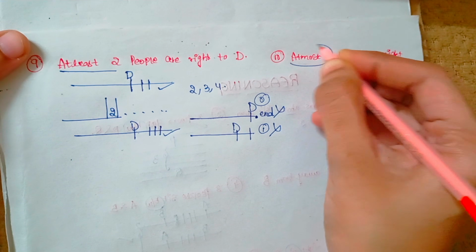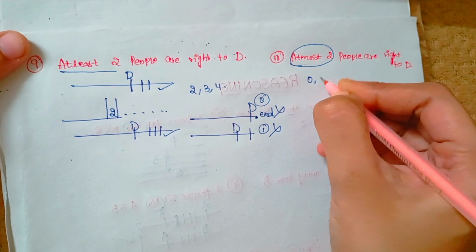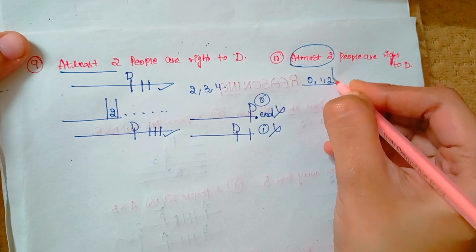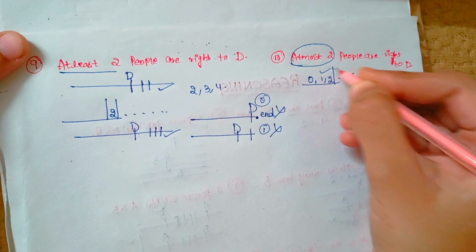So at most means 0, 1, 2. It can be 0, it can be 1 and it can be 2 also. Whatever is more than 2 is not correct.